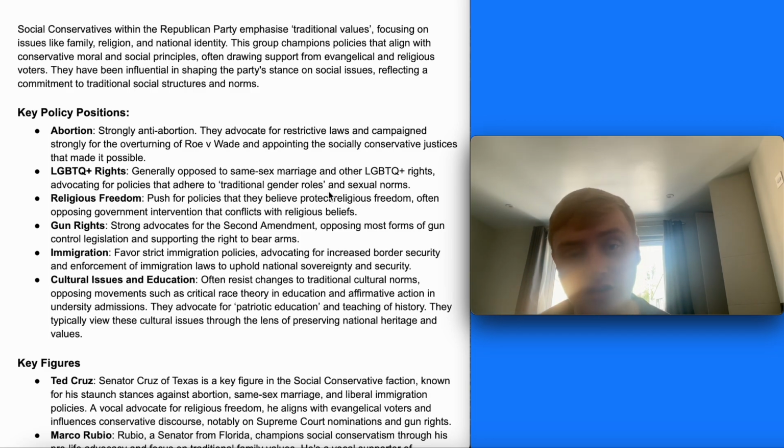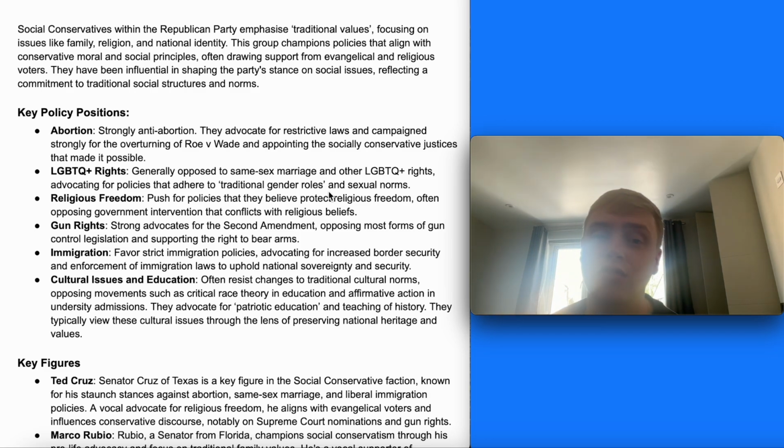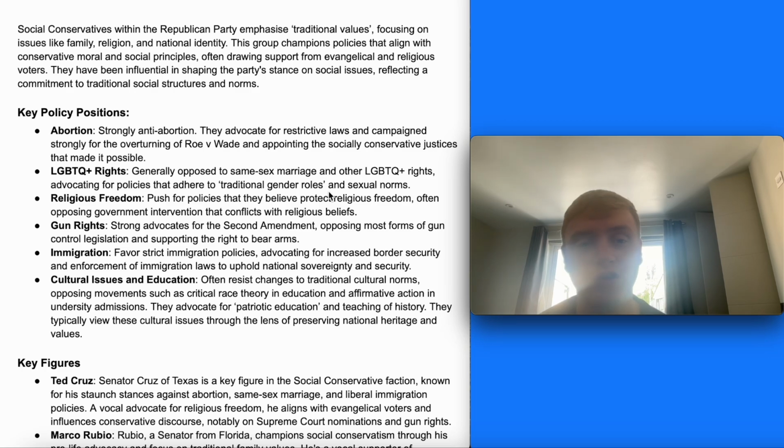They're strongly anti-abortion, advocating for restrictive laws, and campaign strongly for the overturning of Roe v. Wade. Generally oppose same-sex marriage, push for policies that protect religious freedom, strongly supportive of the Second Amendment and gun rights, favour strict immigration policies, advocating for increased border security, and on cultural issues and education, they often resist changes to cultural norms, opposing movements such as critical race theory in education and affirmative action.